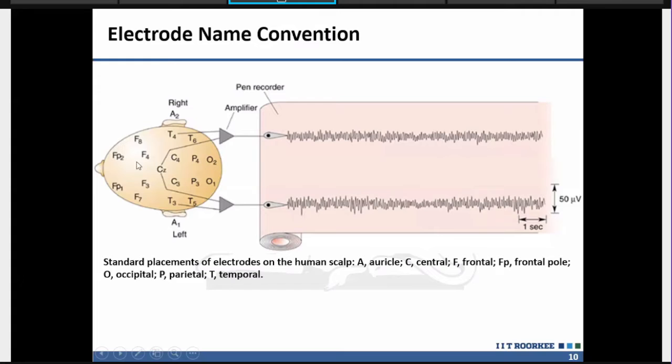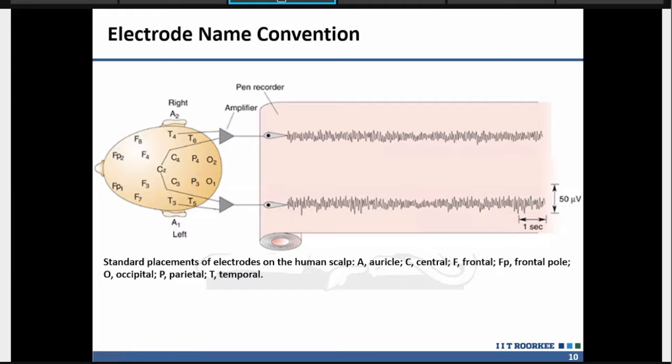So if the electrodes are placed in the frontal pole, then it will be FP. If it is frontal, then F. If it is central, then it will be C. Like this, parietal P, occipital O. So these electrodes will be named like this, so you will understand which electrode is giving you the signals. Another point in this naming convention is that in the right part, the electrodes have even numbers, and in the left part, odd numbers.